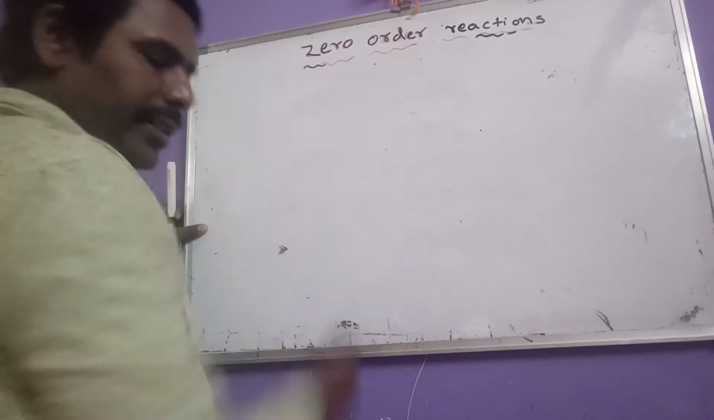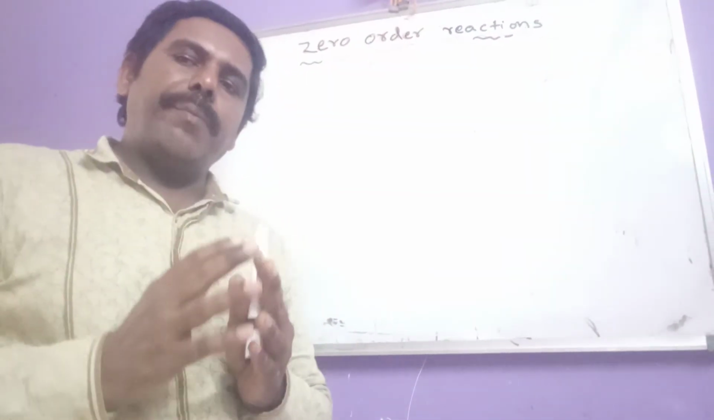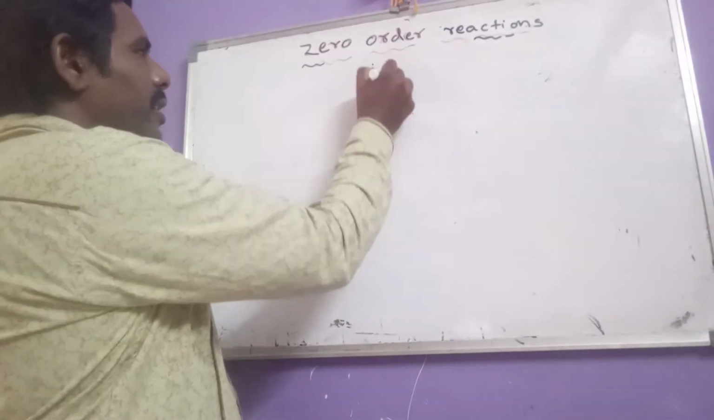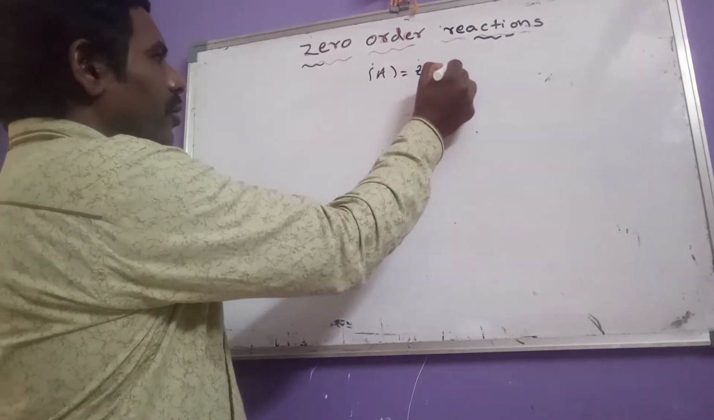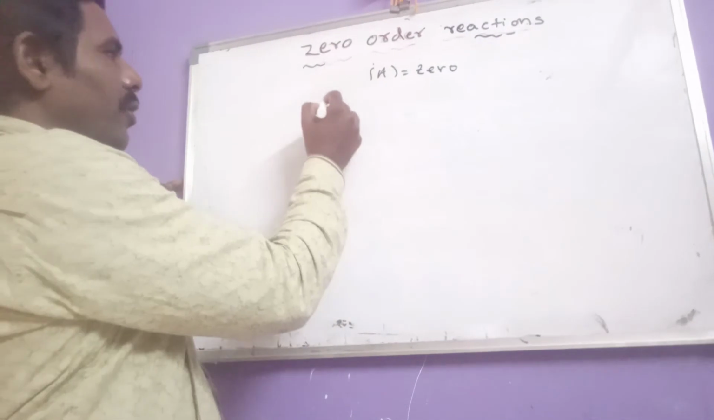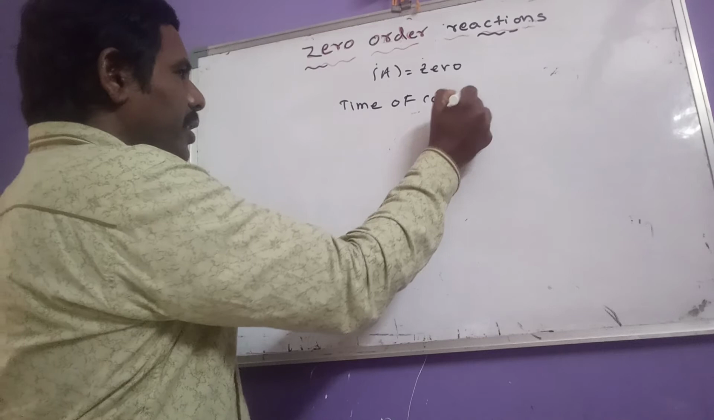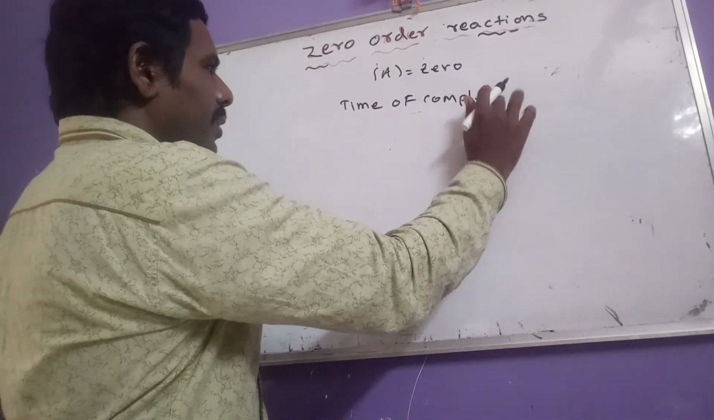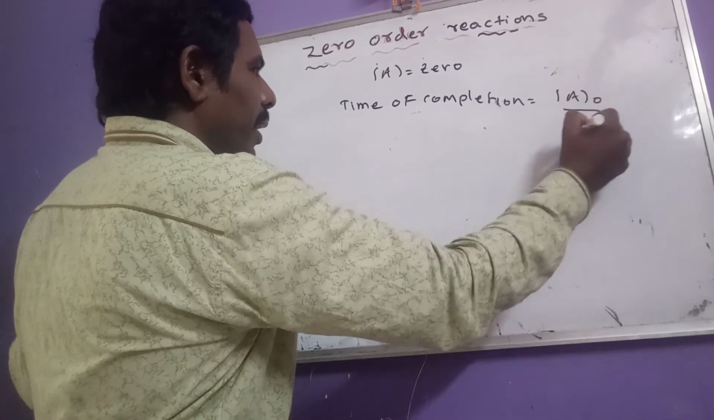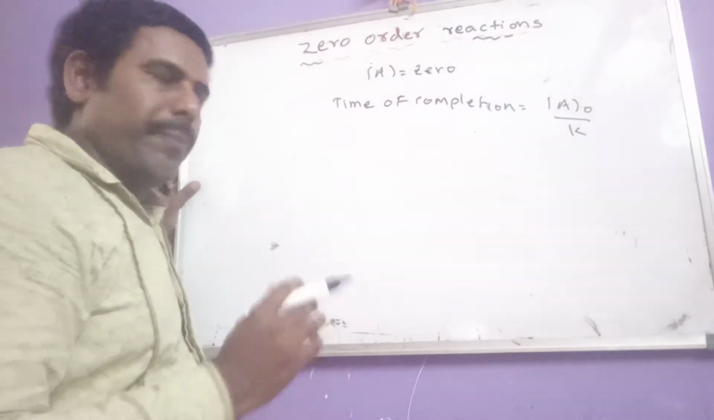And what is another important thing here? Time of completion. What is the meaning of time of completion? The time at which the concentration becomes 0 is known as the time of completion. So for zero order reactions, time of completion can be written as time of completion equals A naught by K. This is the expression for the time of completion.